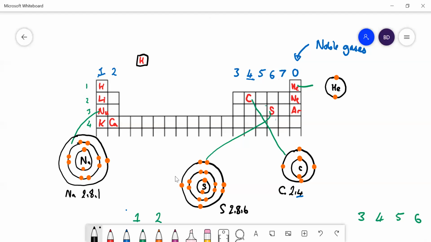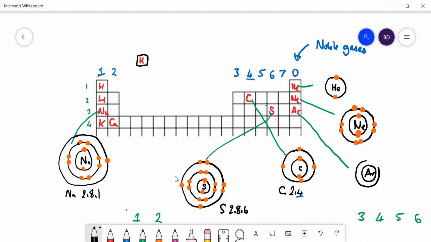Let's do neon, which is the next one. That's atomic number 10. So we're going to need 2 shells for neon. 10 electrons, so we have 2 in the first and we have 8 in the second shell. That's 10 electrons. That's all done for neon. And then let's do our last one, argon. We're going to need 3 shells. So 2 in the first shell, as usual, 8 in the second shell, which takes us up to 10 electrons. Argon, I should have said, is atomic number 18. So that means we've got 8 left over for the third shell.